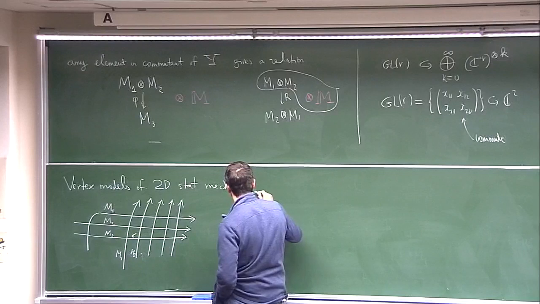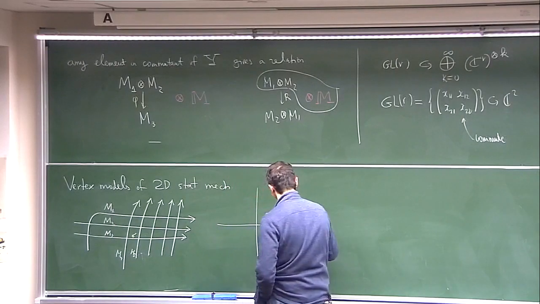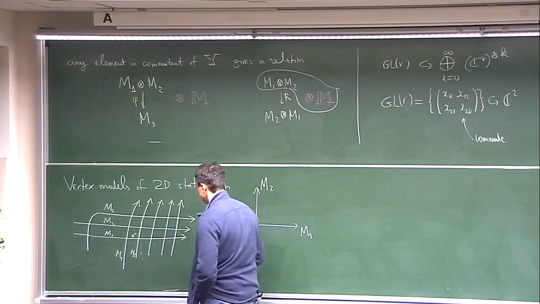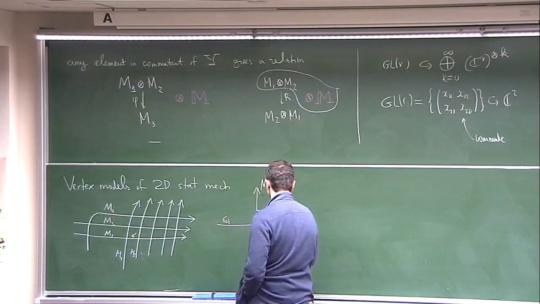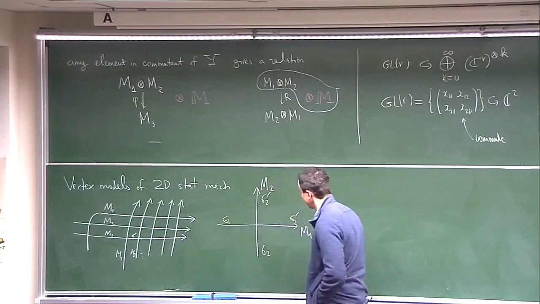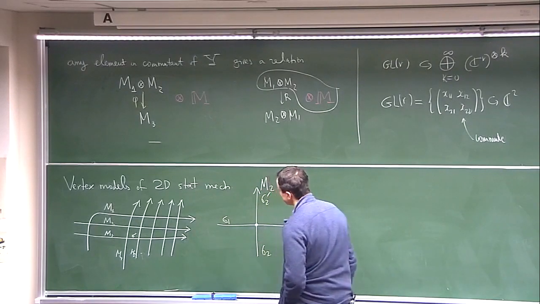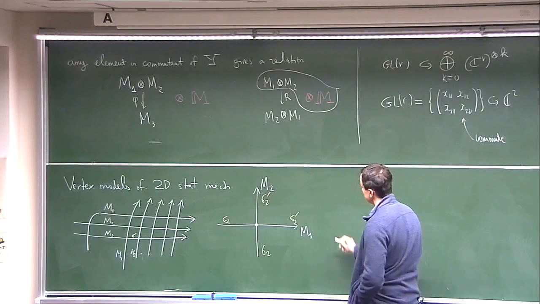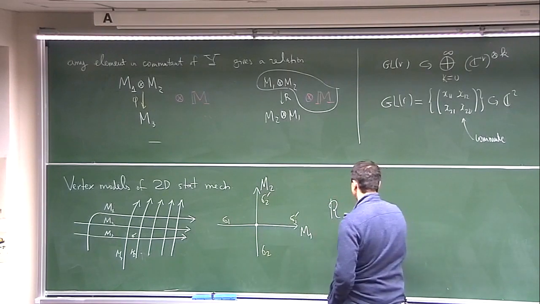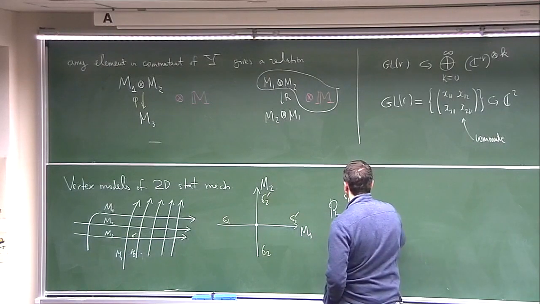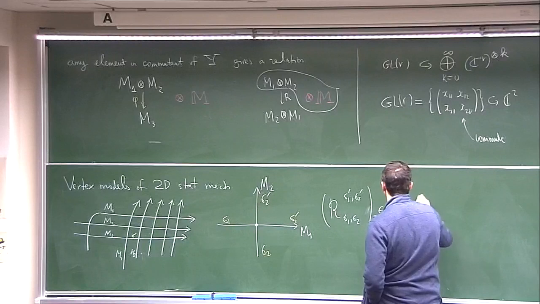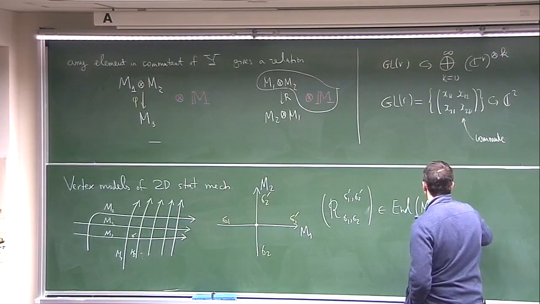And they interact via, so if I have a vertex, there's M1, M2, and then there is sigma 1, sigma 2, sigma 2 prime, sigma 1 prime. And there is an interaction weight, which is an operator. We can view this as a matrix element of an operator in the tensor product of these two. So sigma 1, sigma 2, sigma 1 prime, sigma 2 prime. This is really an element in the endomorphisms of M1 tensor M2.